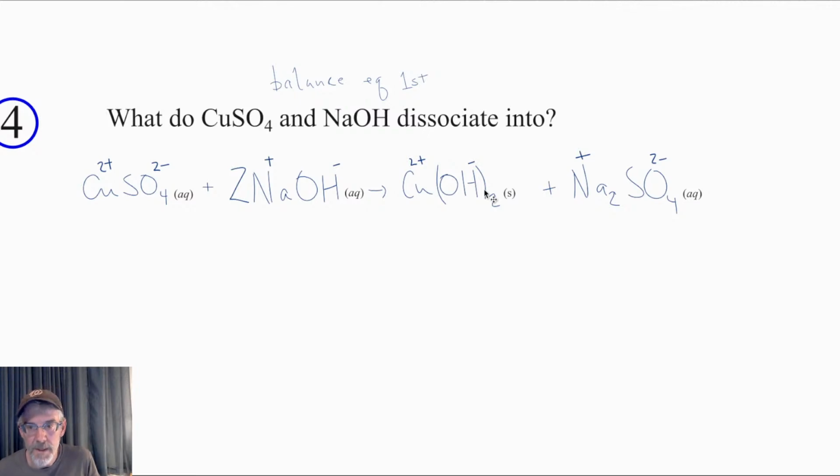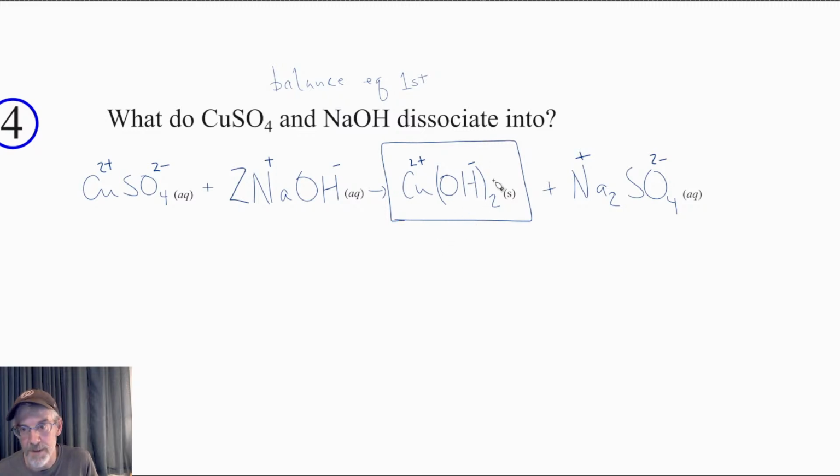See if you can break these apart into their ions. I've already written the charge up here, but see if you can do that. Can you break these apart into their ions like they would be in water? And be careful, because you can't break solids apart. They're not going to dissolve. They won't dissociate. So leave that alone. Take a minute. Give it a try.